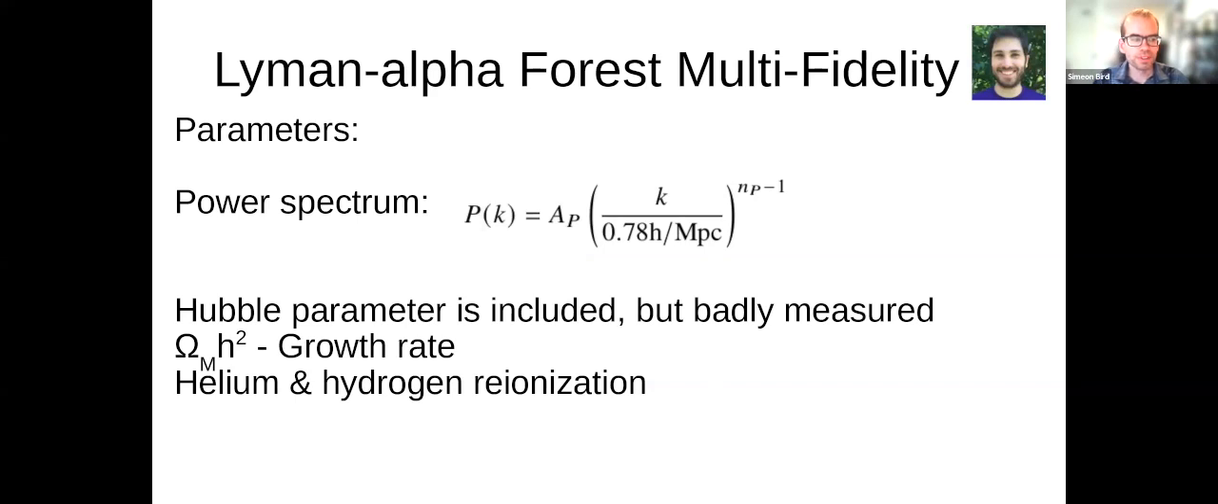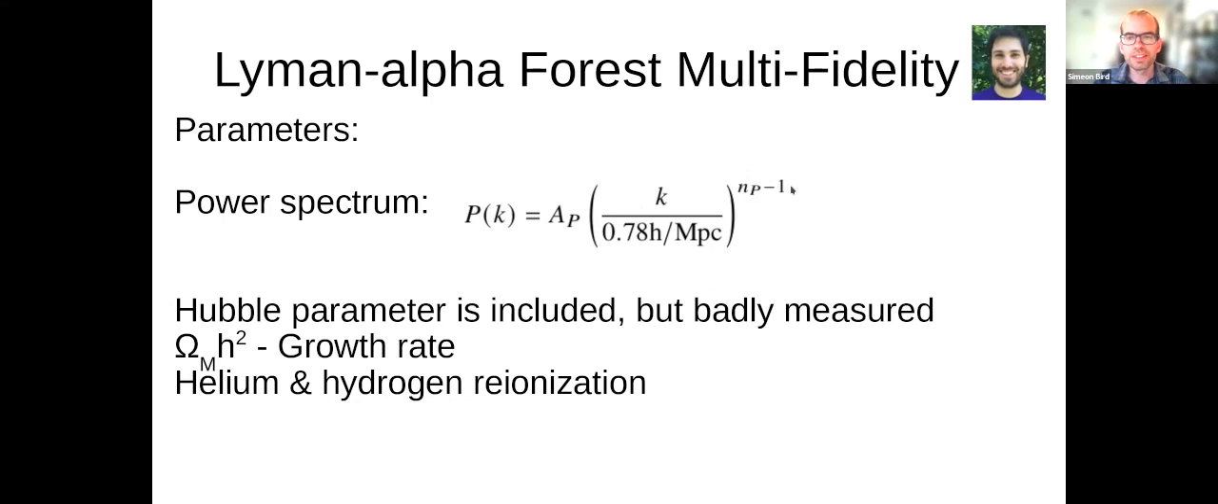So what are the parameters that we're using in my emulator? First, we need 2 cosmology parameters: an amplitude and a slope of the matter power spectrum. This amplitude and slope are measured at 0.78 h per megaparsec. This is the almost scale-invariant primordial power spectrum from the CMB, where the CMB is measured at 0.05 h per megaparsec, whereas this is measured at 0.78 h per megaparsec.